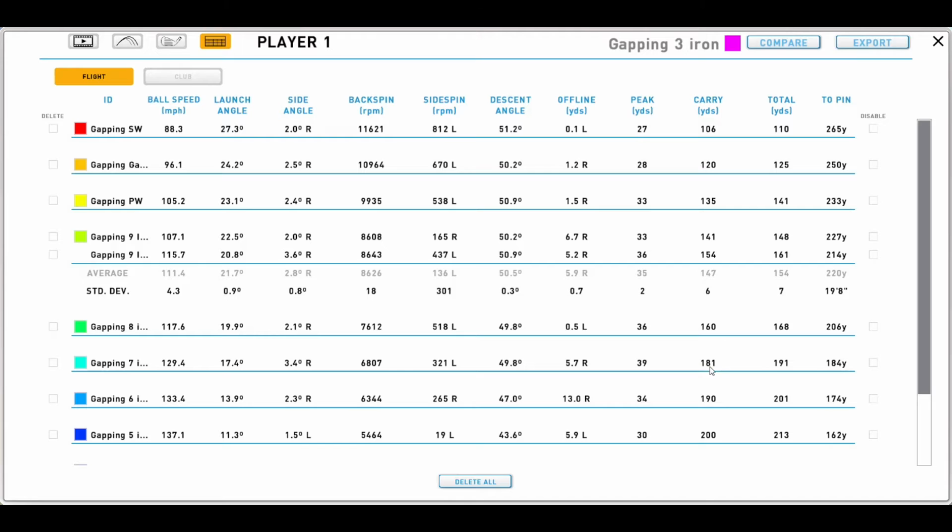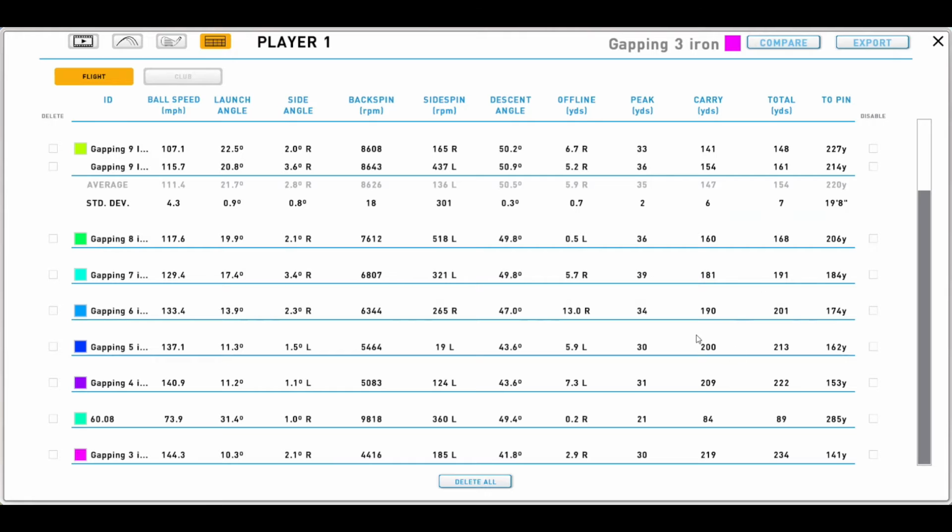And then I hit some very good 7-irons as well, so 180. So a 20-yard gap there. It's probably a bit too much. So again, a little bit rusty, so I'll go back and do this a few more times to get it really dialed in. But what this really shows is, I know how far I carry a ball.